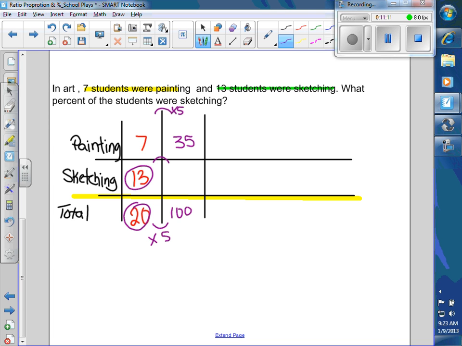So this is 100, right? What's 13 times 5? 65, right? So Andy, what's the answer to the question? 65% of the students. Yeah, of the students. You would just say of the students were sketching.